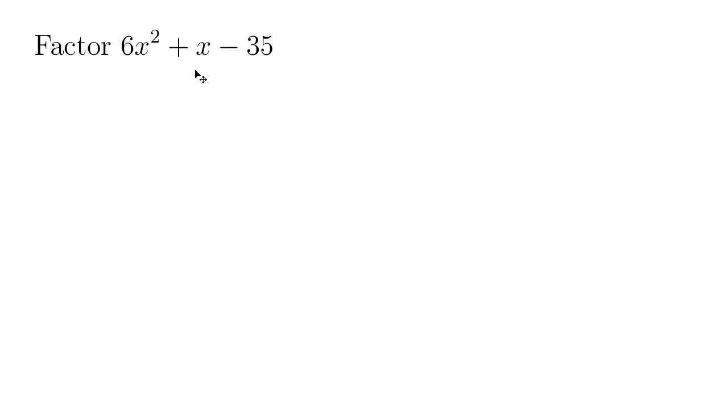Factor 6x squared plus x minus 35. The answer is 2x plus 5, 3x minus 7. Let's work towards this answer. So one way of factoring this is to take the 6 and move it here: x squared plus x minus... And what is 6 times this term here? 6 times negative 35 is negative 210.